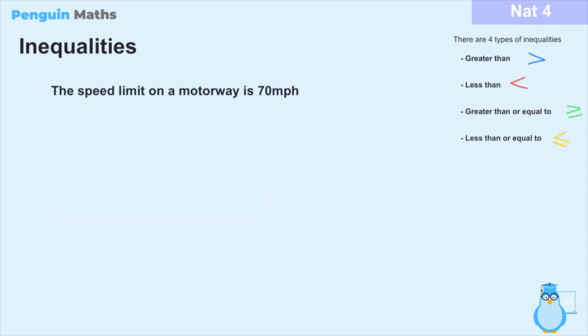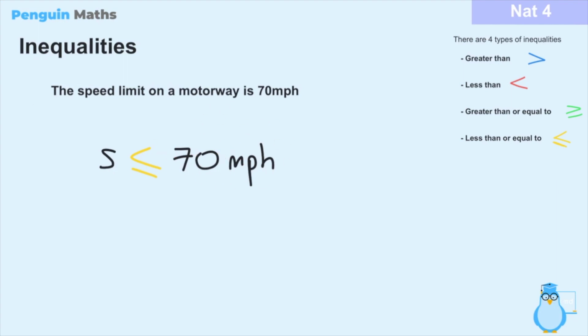So let's have a look at a real world example where we can maybe apply an inequality. Imagine a car is driving on a motorway, and we know that the speed limit on the motorway for a car is 70 miles per hour. Well, what we can say then is, if we call the speed of the car S, we can say that the speed should be less than or equal to 70 miles per hour, because it's okay if it's less than 70 miles per hour, but it's also okay if it is 70 miles an hour.